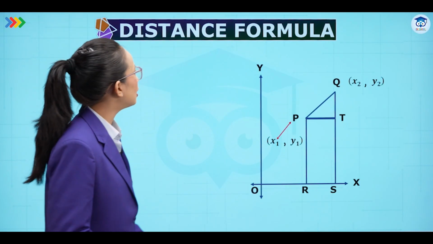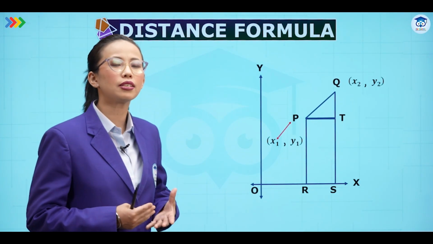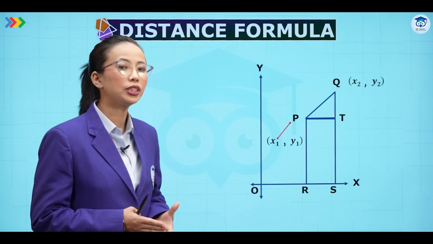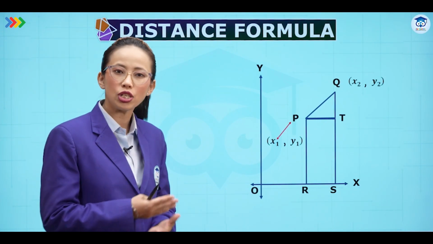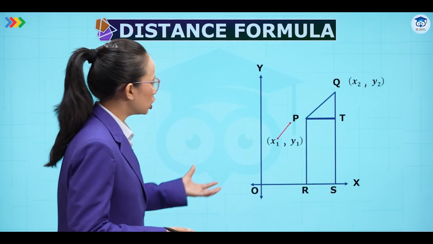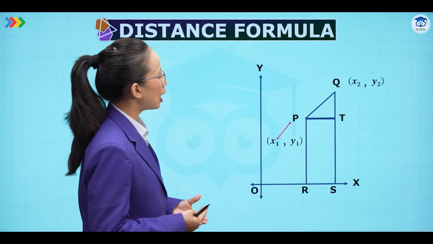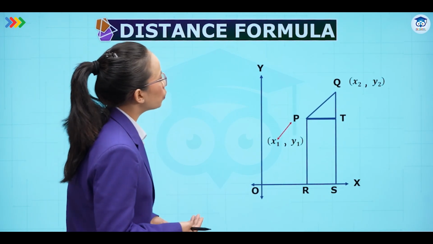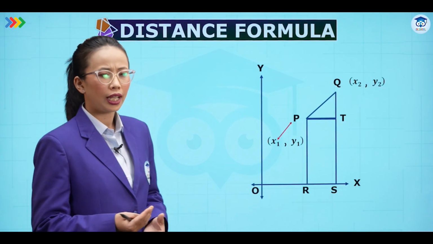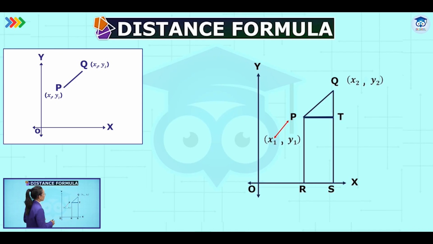So now let us learn the distance formula. So what is the distance formula? The distance formula is a formula which gives you the distance between any 2 points. So let us consider any 2 points. Suppose the first point is P, whose coordinates are x1, y1, and the second point is Q, with coordinates x2, y2. Any general points we are taking, okay? So how to find the distance between these 2 points, meaning this length?